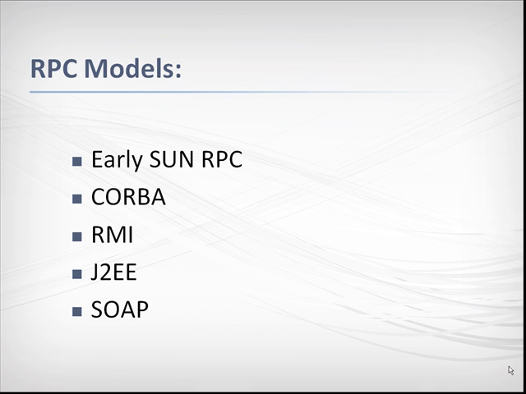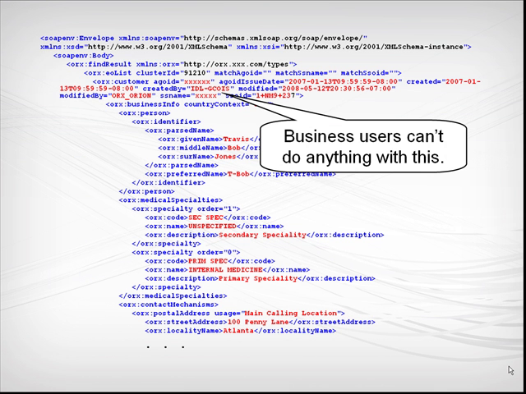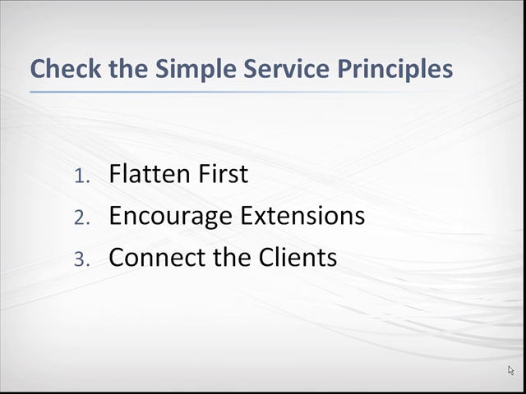SOAP is just the latest tilt at the RPC windmill, but this time with XML encoding, which really doesn't do a thing to help with the root problem. And speaking of angle brackets, here's a little snippet of a SOAP response. This response format was designed by programmers for programmers and is clearly way too complicated for any business user or popular desktop client. So thinking about the simple services principles, we realize that SOAP makes little or no effort to flatten, it encourages standardization rather than flexibility, and it delivers results that are only useful to programmers. So SOAP doesn't score very well on the simplicity scale.